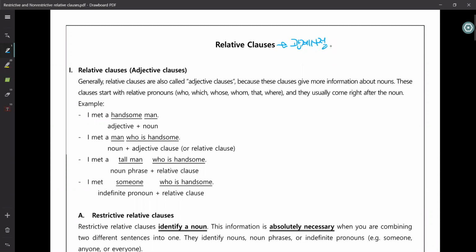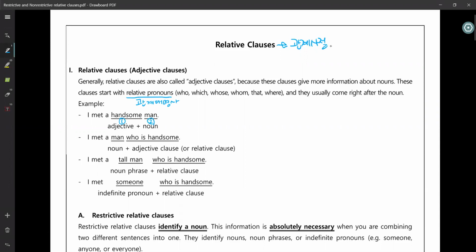These clauses, of course, start with relative pronouns, what you know as 관계 대명사 in Korean. You use something like who, which, whose, whom, what, that, where, things like that, and they usually come right after the noun. So for example, I met a man. What kind of man did you meet? Well, you want to say it's a handsome man. In that case, we usually have the adjective right before the noun. So the adjective comes first and then the noun, right?